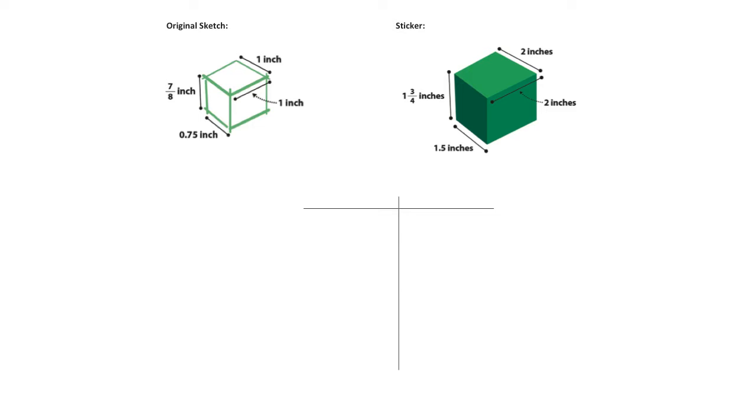So we have the original sketch over here, and the sticker on this side. Now we need to add our measurements to our table. So first, I'm going to start off with this measurement over here on the original sketch drawing. I'm going to put 1 over here for my original sketch. And then if I look over at the sticker, it has 2 inches. So we will write 2.